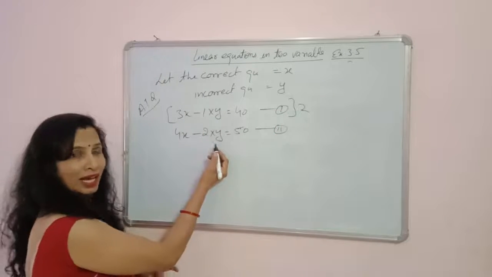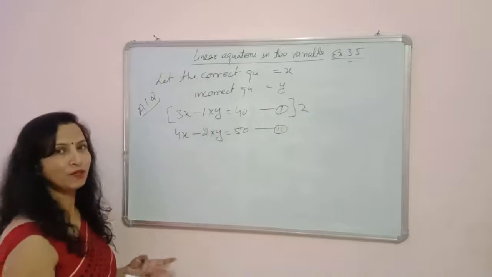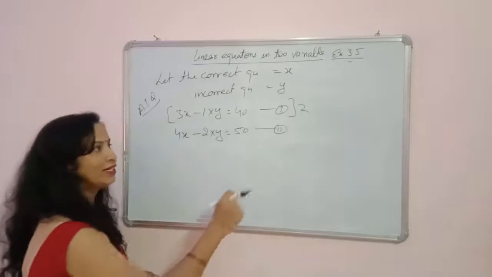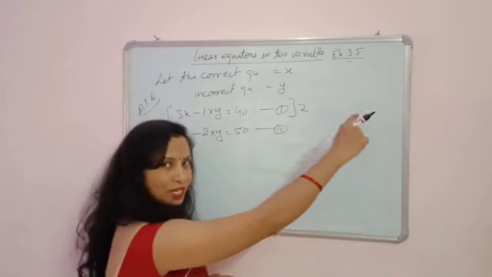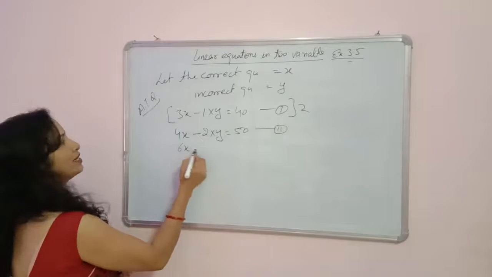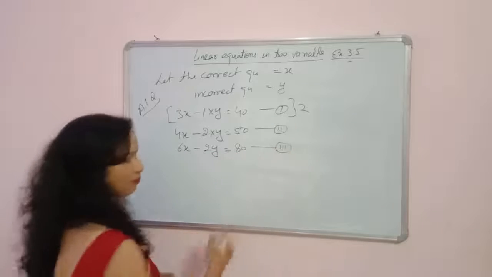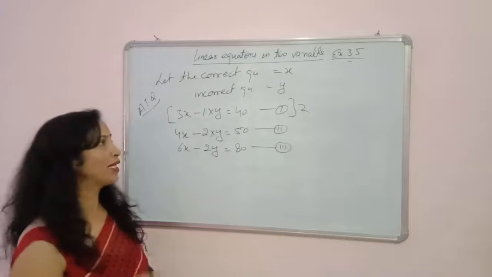This is 2y, and again you wanted this to be 2y, then what will you do? You will multiply this whole equation by 2. So we will write here: by multiplying equation 1 by 2, it is 6x minus 2y is equal to 80. This is the third equation. We get equation 3 by multiplying equation 1 by 2.